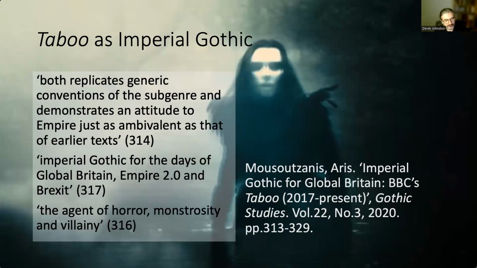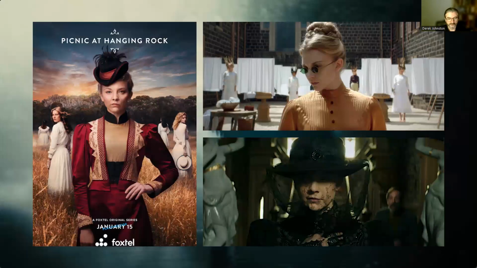One Gothic historical drama that does offer a potential for escape, at least for certain people, is the program that actually started me on this line of research, Picnic at Hanging Rock. This 2018 adaptation of Joan Lindsay's 1967 novel explores the story around the disappearance of 3 schoolgirls and a teacher while on a St. Valentine's Day picnic at Hanging Rock in the Australian bush in 1900.